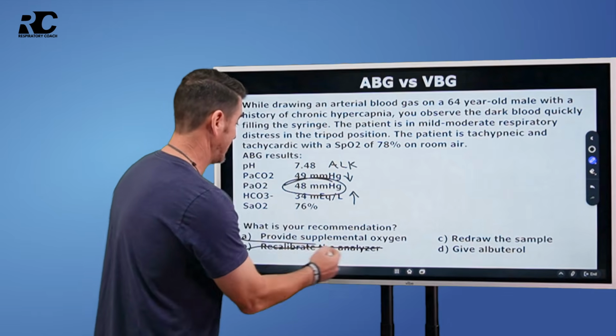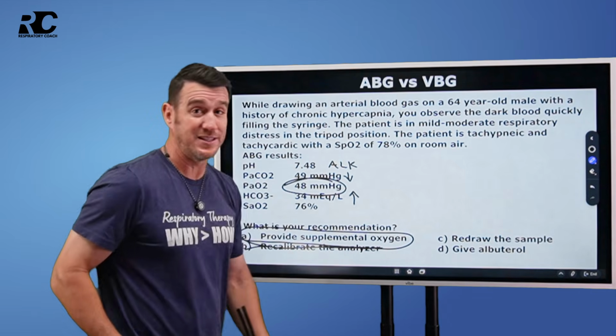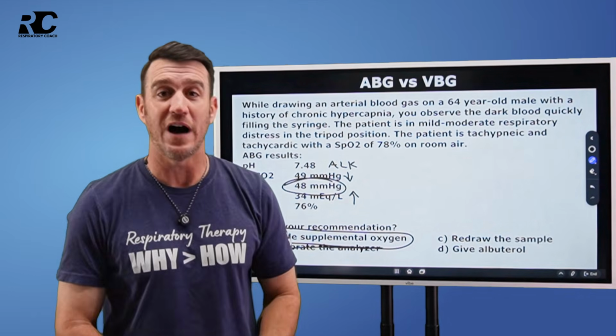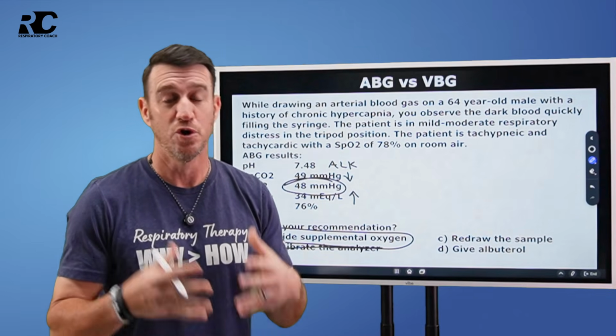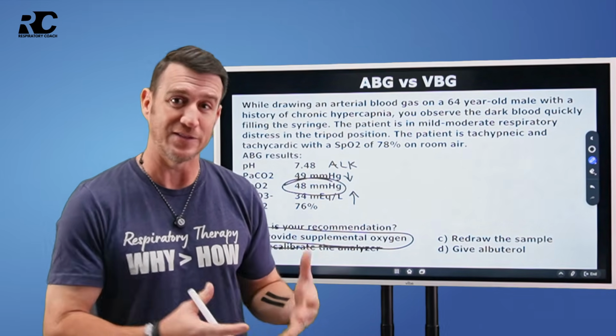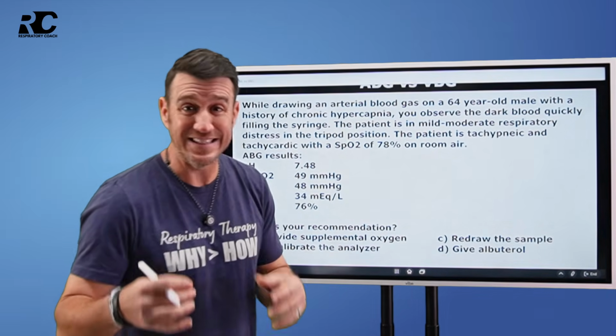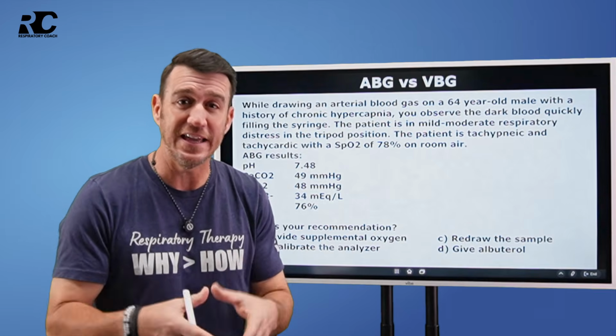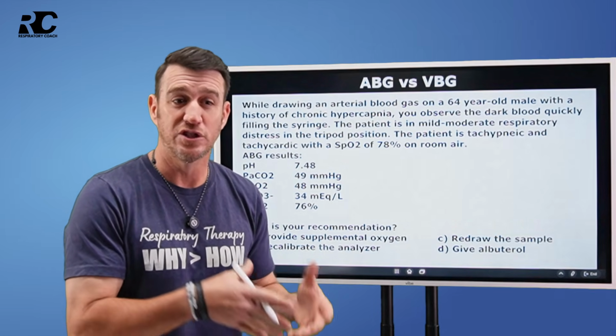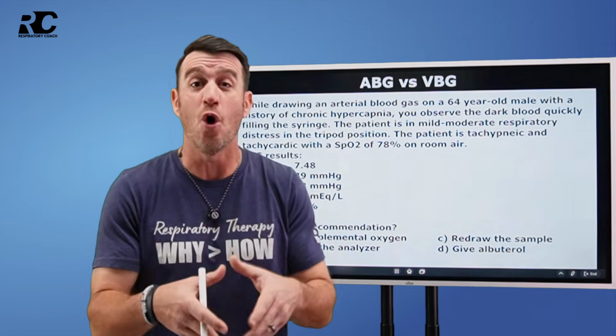And here we see that the correct answer is to provide this patient with supplemental oxygen. This is a COPD patient who needs some oxygen. And that's what we would do to treat this patient. So that is how you use the clues in the scenarios to put the whole picture together.